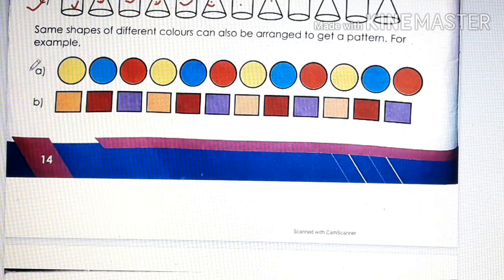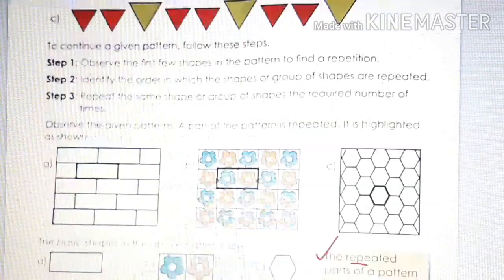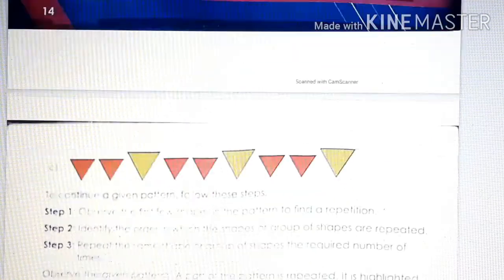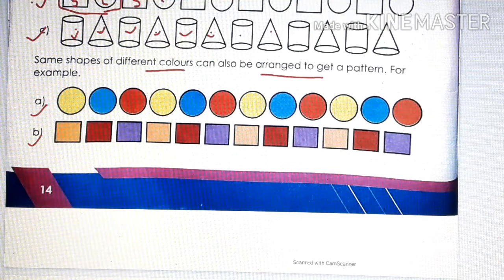Now you can see here the same shapes of different colors. These are the same shapes, but what is the difference? Different colors can be arranged to get a pattern. For example, you can see circles. All are circles but the colors are different, isn't it? Then next, all are squares but the colors are different. Now children, if you have to identify the basic shapes in it, then what will they be?